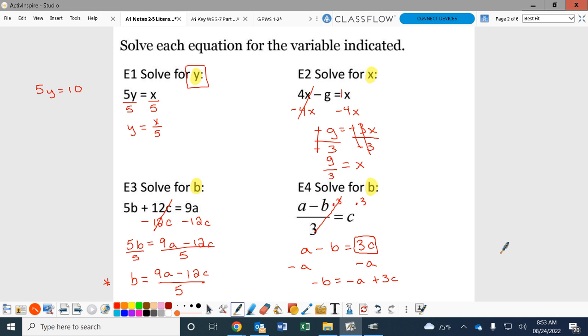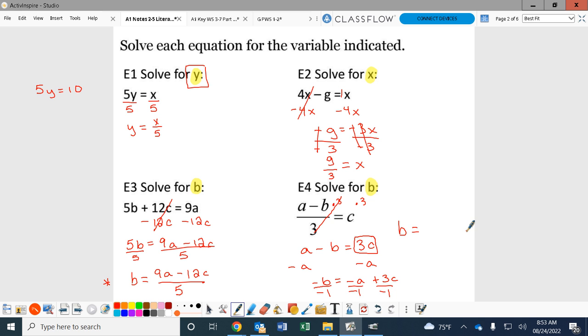Okay. Is it done? Is b all by itself? No, what's wrong with it? The negative. How do we get rid of a negative? We divide by -1. Our final answer is going to be b equals.